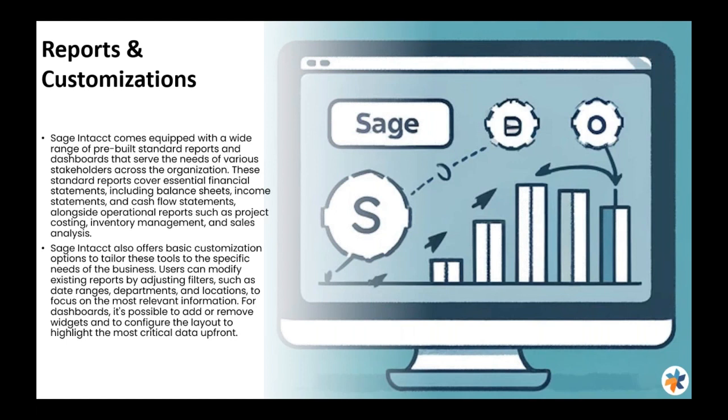Additionally, Sage Intacct provides basic customization options, allowing users to tailor these tools to their specific business needs. Users can adjust filters such as date ranges, departments, and locations to focus on relevant information within the existing reports. Customization extends to dashboards, where you can add or remove widgets and configure layers to emphasize critical data, ensuring that insight is readily available for informed decision-making.